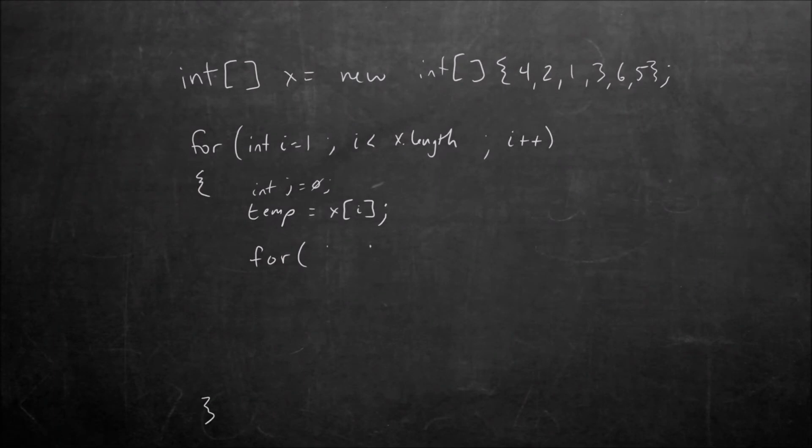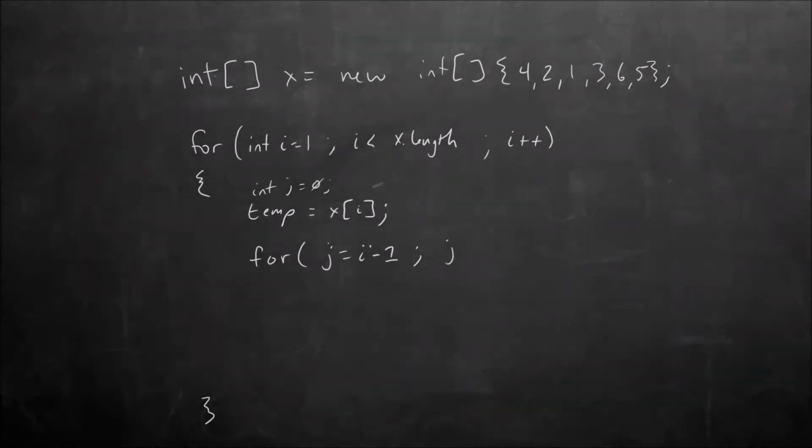So we'll be checking the element in the array just before i. Here I'll declare j outside the for loop. Oops. So j equals i minus 1. And I want to search back through the array as long as j is still positive. So we don't want to go outside the bounds of the array. So j has to be greater than or equal to 0.